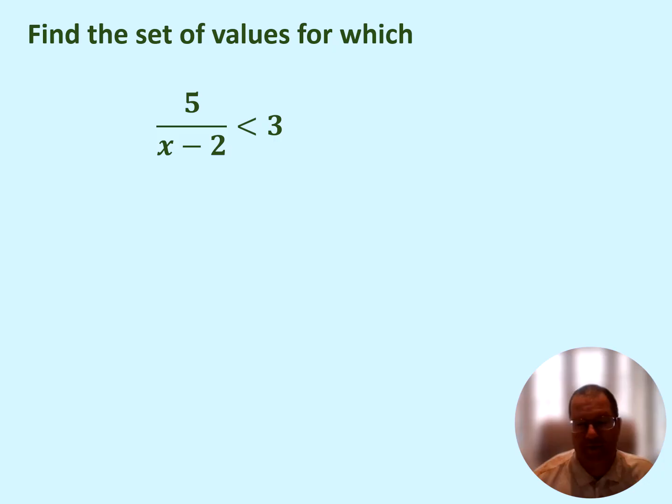This example is very similar. Find the set of values for which 5 over x minus 2 is less than 3, but we can't just times both sides by x squared. That wouldn't make sense.